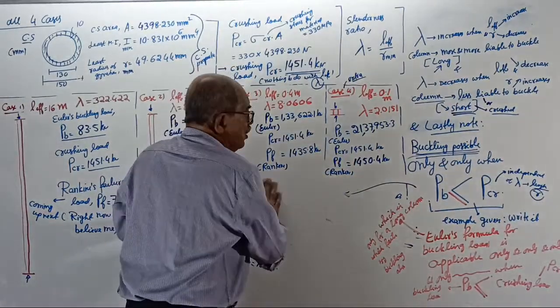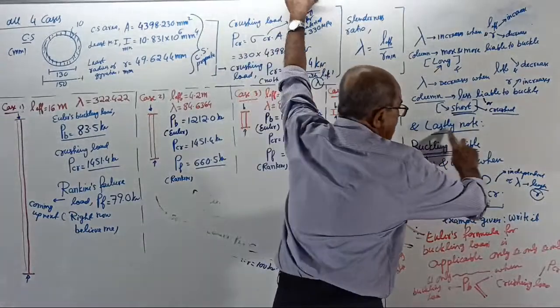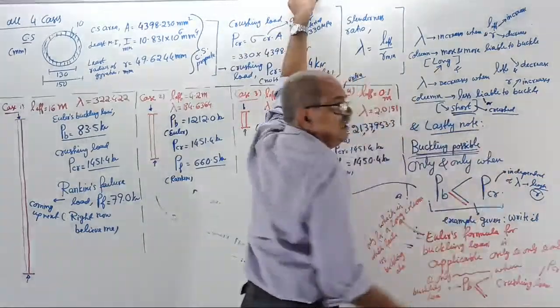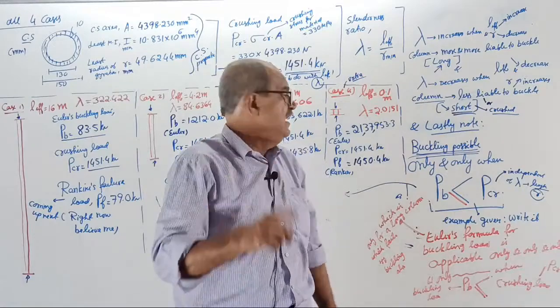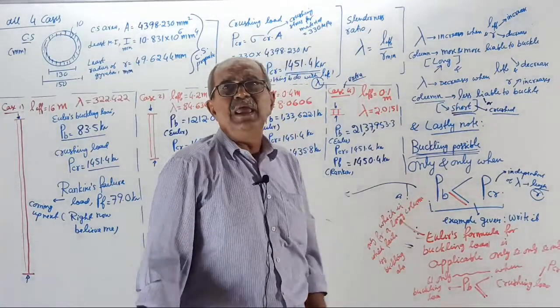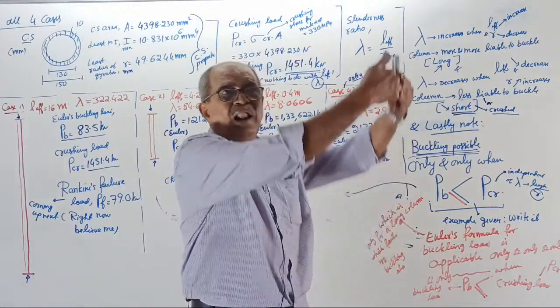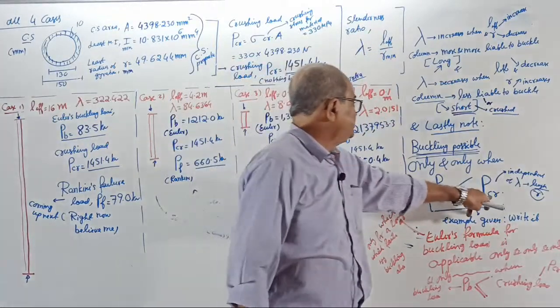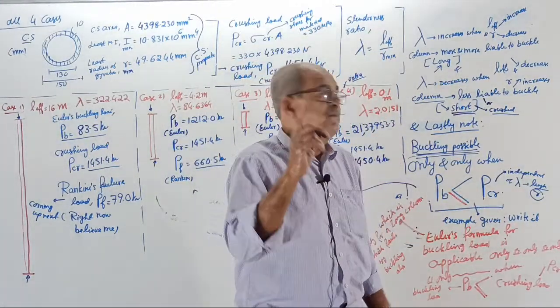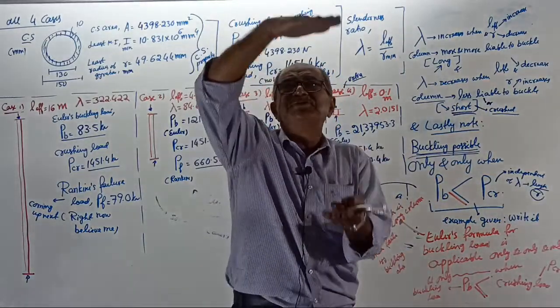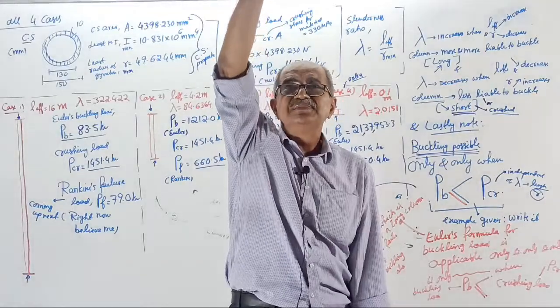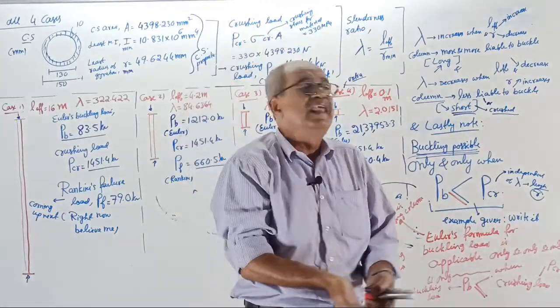So I will conclude now. Lastly, I will not tell once again. Euler's formula is applicable only when the buckling load PB is either equal or less than the crushing load. Means the column should be sufficiently long. When the column is sufficiently long, then you can buckle easily.